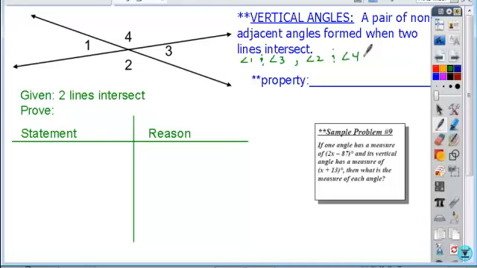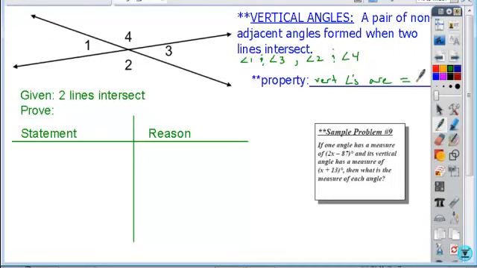All right, there's a specific property that exists in vertical angles. Is there anybody who's familiar with that property? You guys have probably been exposed to it. Olivia, what? Yeah, they're equal to each other. Okay? So the property is vertical angles are equal to each other.